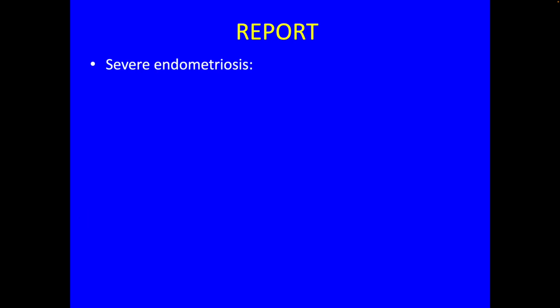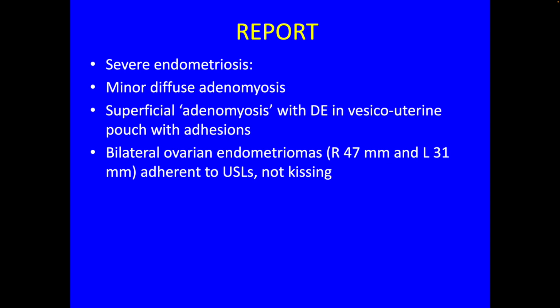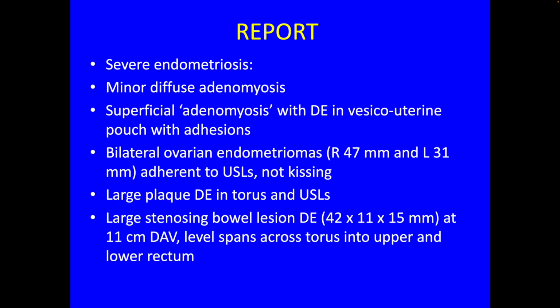So in my report: severe endometriosis, minor diffuse adeno, some superficial adeno with deep endo in the vesicouterine pouch with adhesions, bilateral small endometriomas adherent to the uterosacral ligaments not kissing, large plaque of DE in the torus and USLs, a large stenosing bowel lesion, where it is, and an obliterated pouch of Douglas, a frozen pelvis.